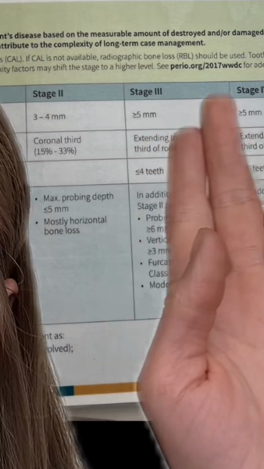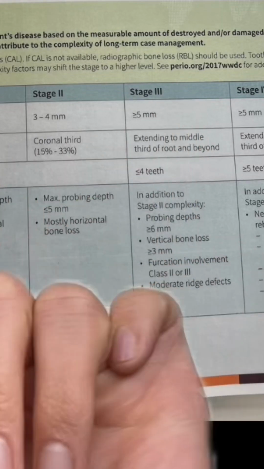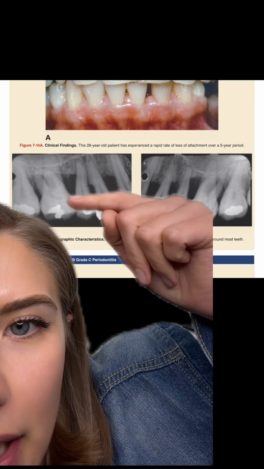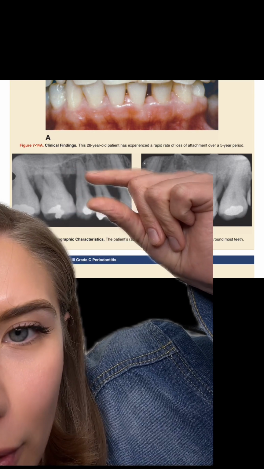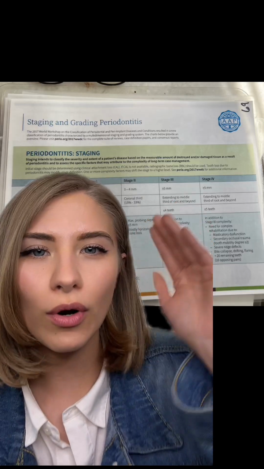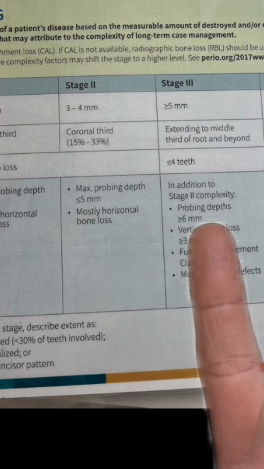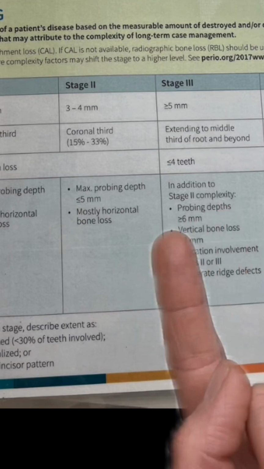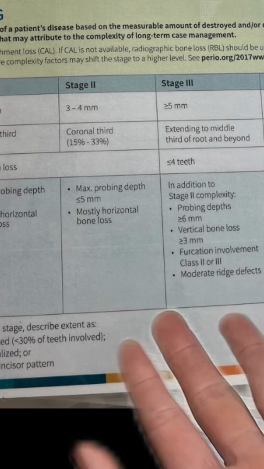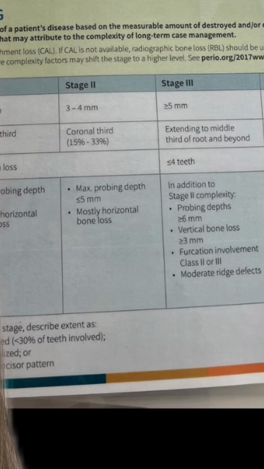Stage 3, you're going to get greater than or equal to 5 millimeters for the interdental CAL. The radiographic bone loss is going to be in the middle third of the root and extending apically. They have about 4 or fewer teeth missing. The probe depths would be greater than or equal to 6 millimeters. They'll have vertical bone loss of about 3 millimeters or more. There might be furcation involvement of class 2 or 3, and they might have moderate ridge defects.